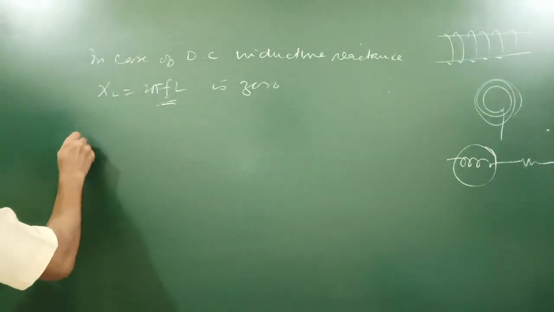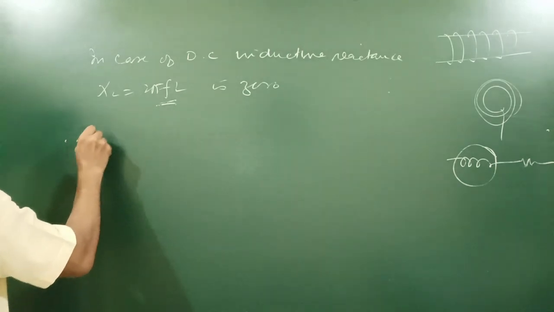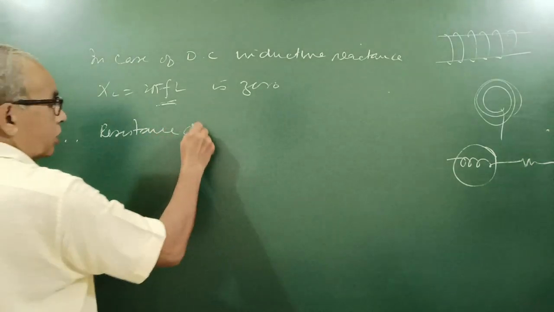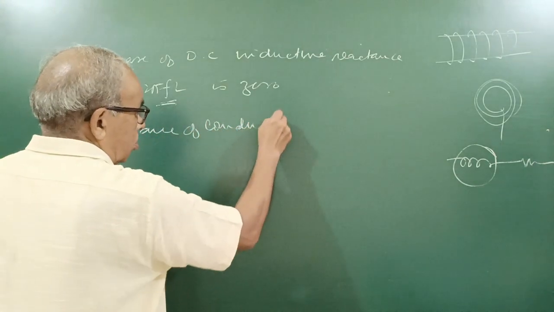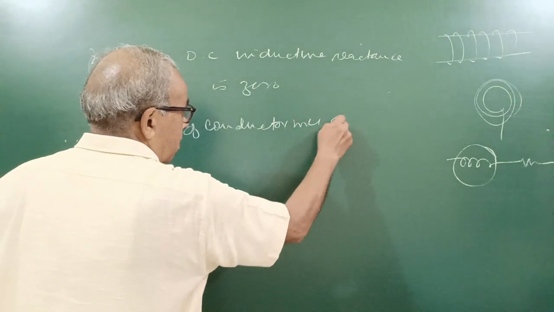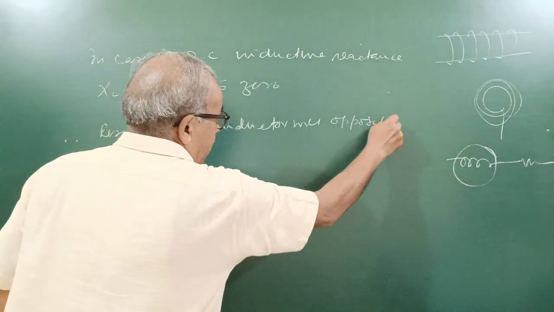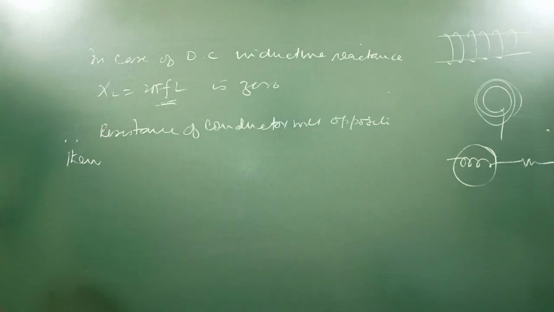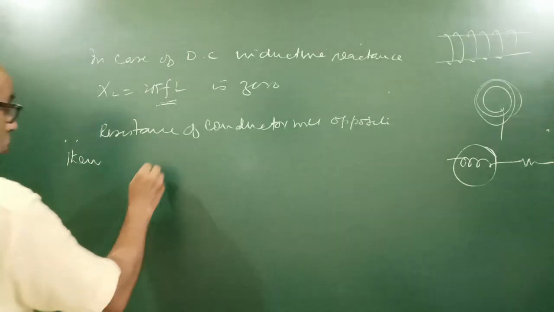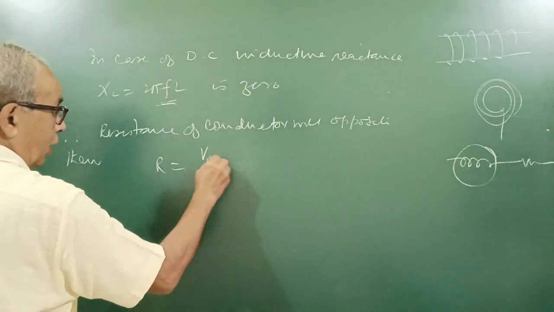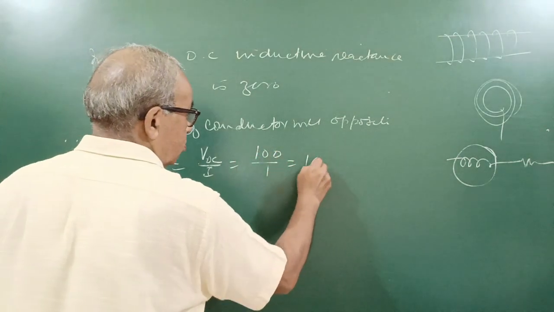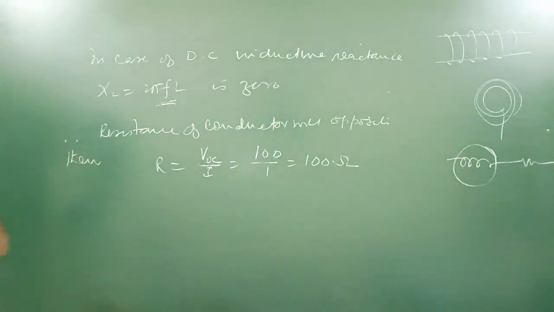So, resistance of the conductor will oppose the current. Inductive reactance has nothing to do there. And so current is larger, and hence R is equal to VDC upon IDC is equal to 100 upon 1 ampere, 100 ohm. Resistance of the inductor is 100 ohm.